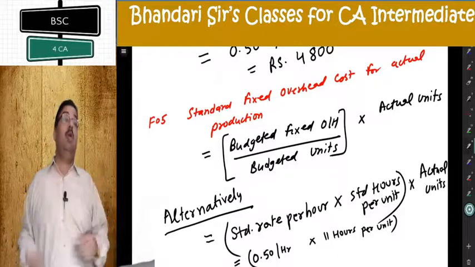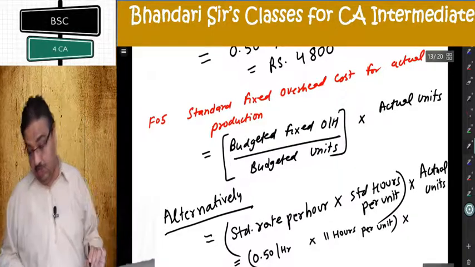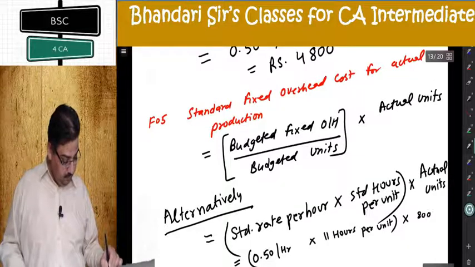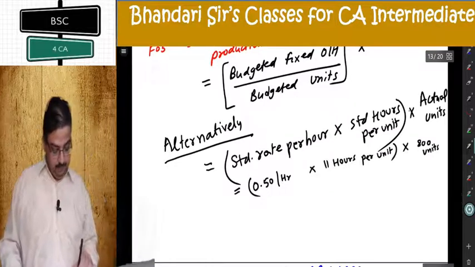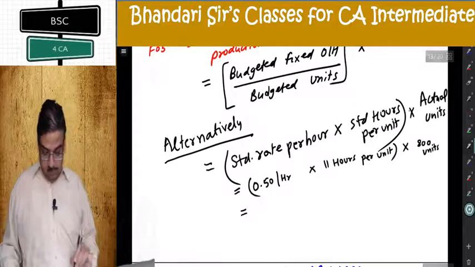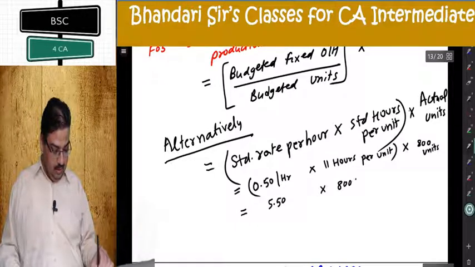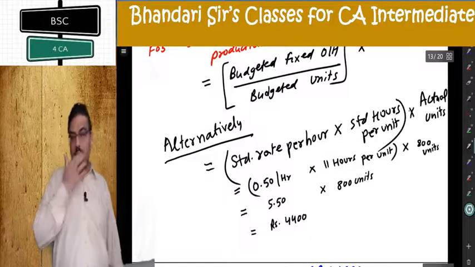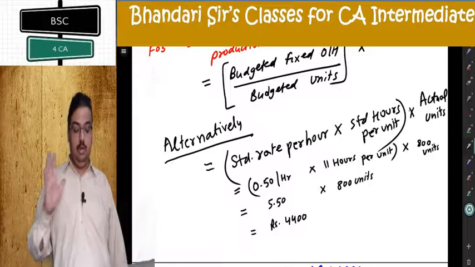Remember the logic. 50 paisa per hour is the cost and 11 hours you put on this one marker. So in one marker, how much cost are we incurring? 5 rupees 50 paisa. Multiplied by actual units, which are given at 800. So what am I getting there? 5.50 multiplied by 800 units. This is rupees 4400. It can be equal to anything by chance, but we have computed it. The computed figure is 4400.